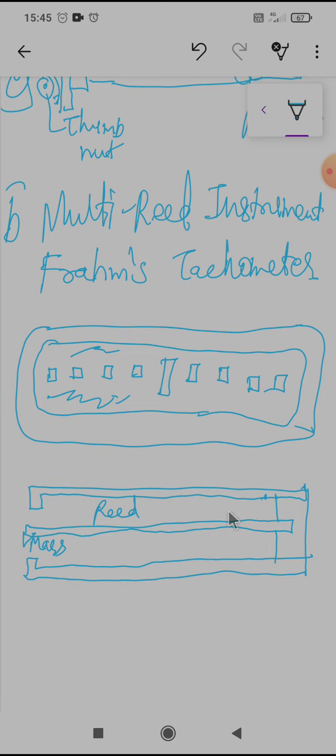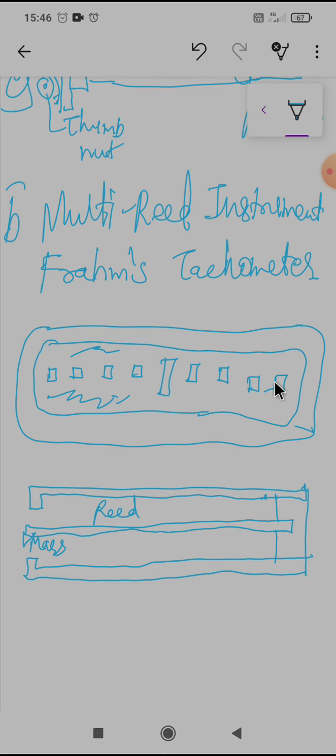This is a cross-sectional or right hand side view of this diagram. At the end there's a mass, and this is the reed that is attached. Whenever the instrument is attached to the vibrating body, the reed whose frequency is closest to the exciting frequency will exhibit maximum amplitude.